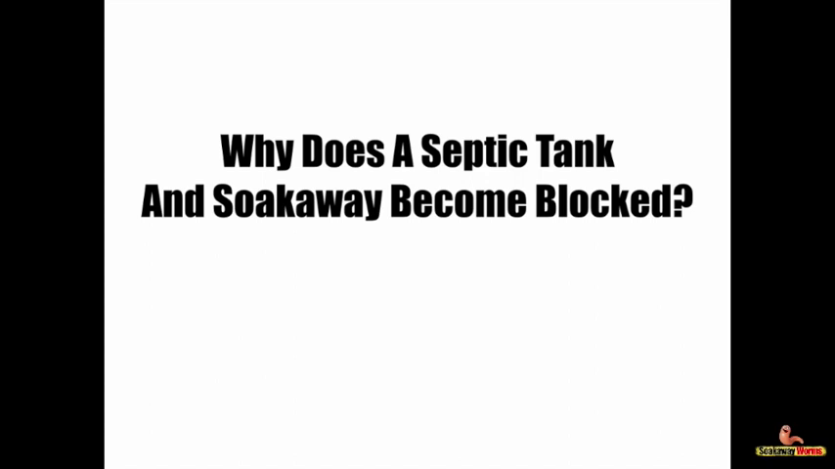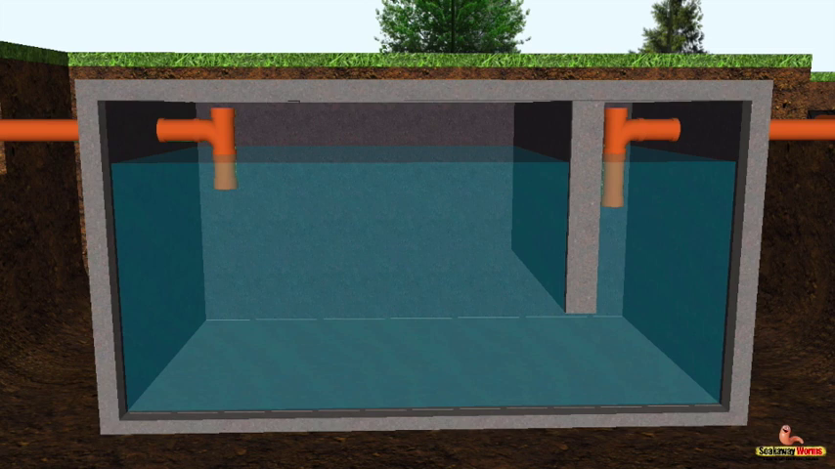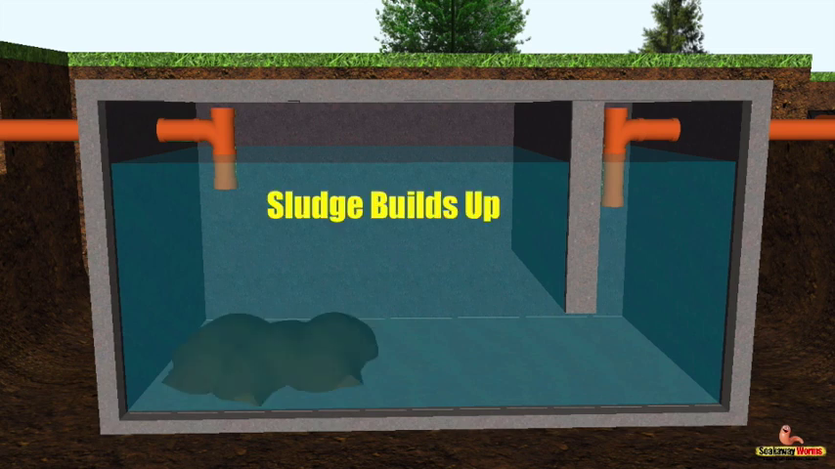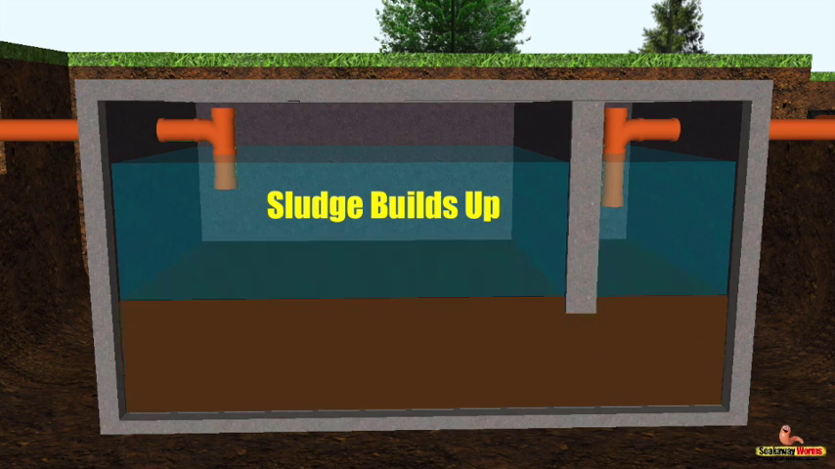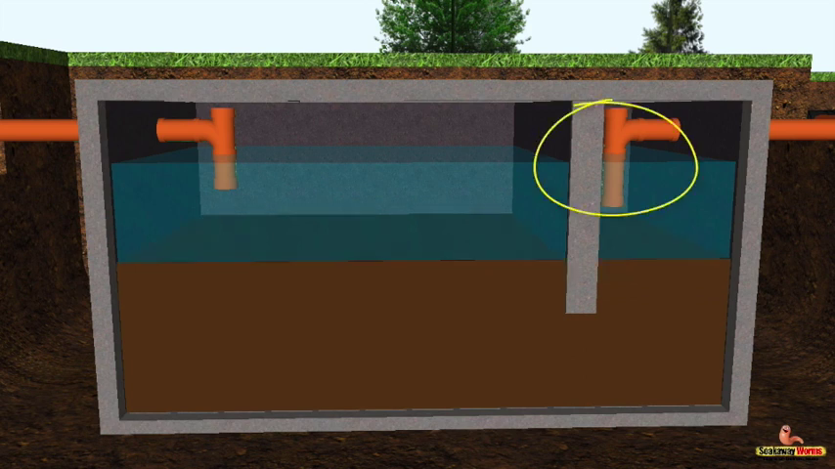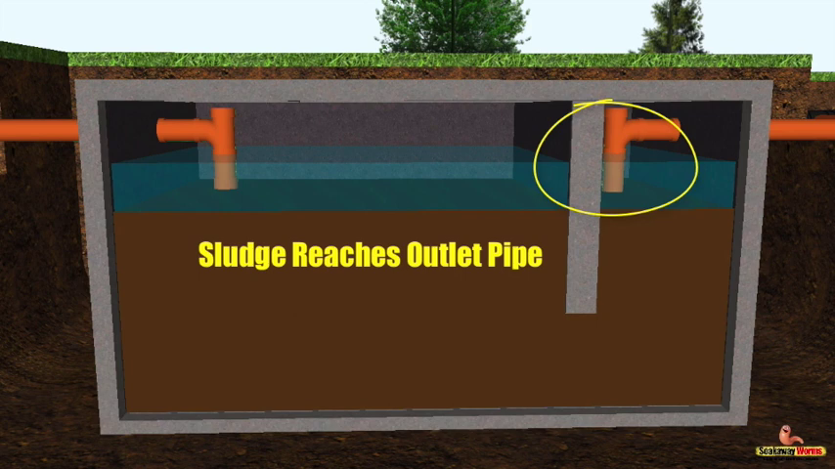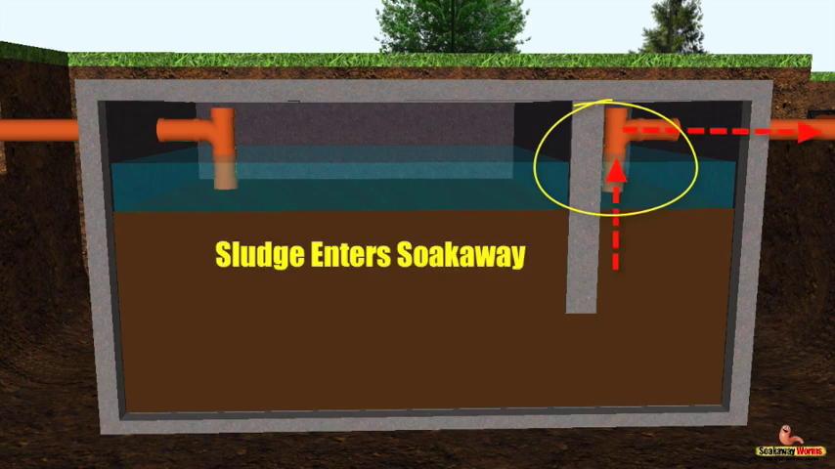So, why does a septic tank and soakaway become blocked? Well, the biggest problem is sludge. The sludge is made up of fat and grease. And over time, this sludge builds up from the bottom of the tank and rises upwards. In time, this sludge reaches the outlet pipe. And once it does so, the sludge then makes its way from the septic tank towards the soakaway pipes.